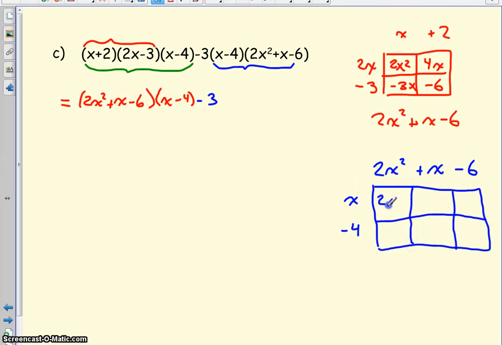Okay, so we get 2x cubed plus x squared minus 6x, minus 8x squared minus 4x plus 24. Okay, so collecting all your like terms, we get 2x cubed minus 7x squared minus 10x plus 24.